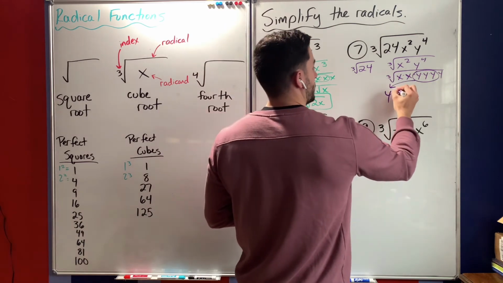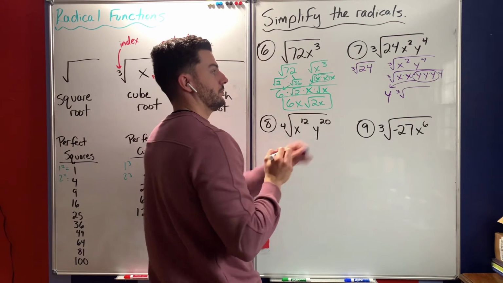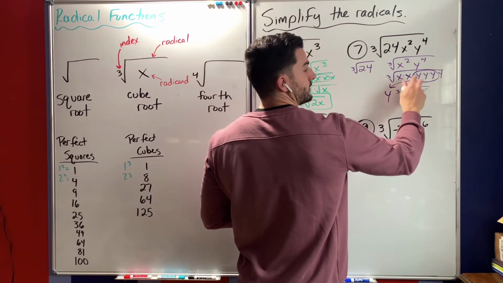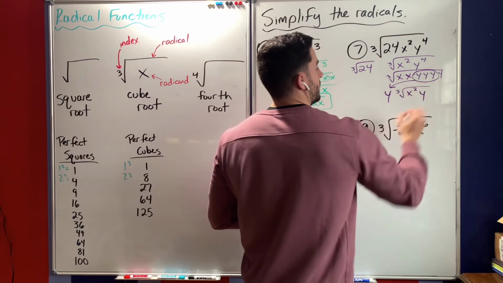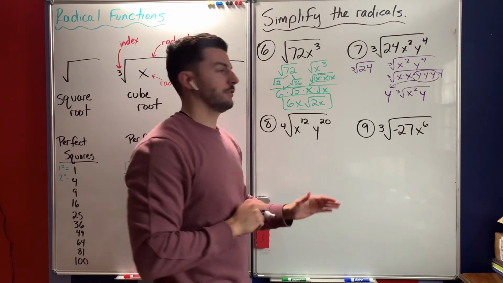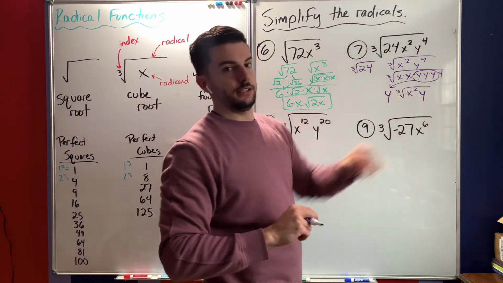But then all those other variables that aren't part of the group that came out, those stay inside. So what's inside is x times x, or x squared, y. That stays in the radical. So that's simplifying the variable part of it: a y outside and these left inside.